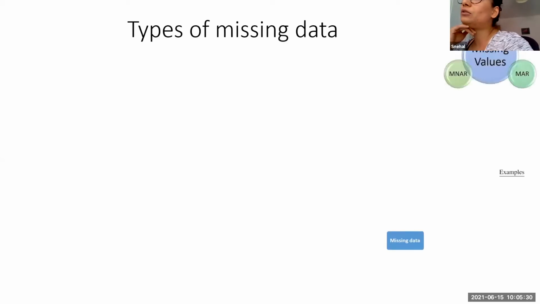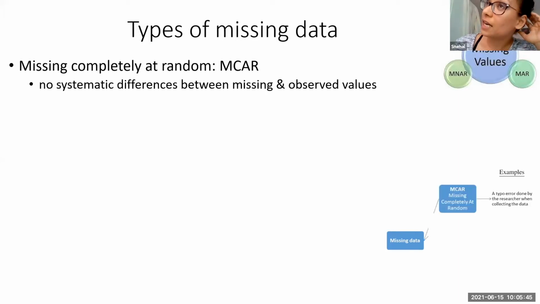So then let's talk about the types of missing data that we have. There are 3 different types of missing data that can happen. And I'm going to tell you the 3 different types, and I'll give you a couple examples of them. Okay. So the first type of missing data that happens in our data sets, and this is my favorite type of missing data, this is when data is missing completely at random. So what that means is that there's no systematic difference between missing and observed values.